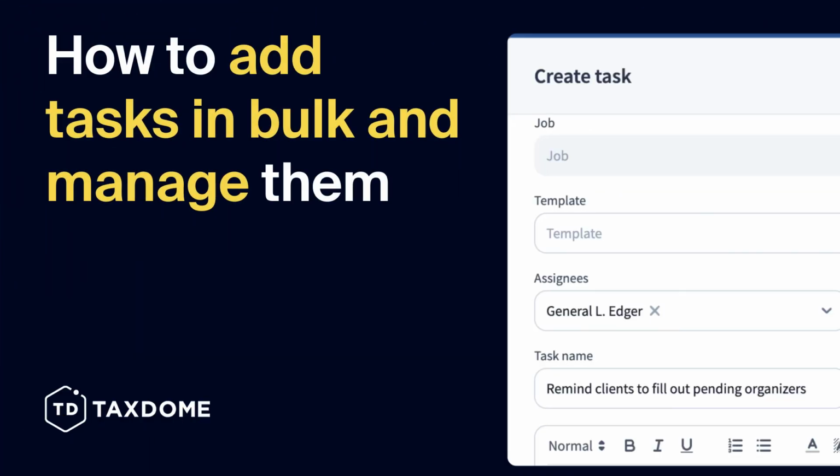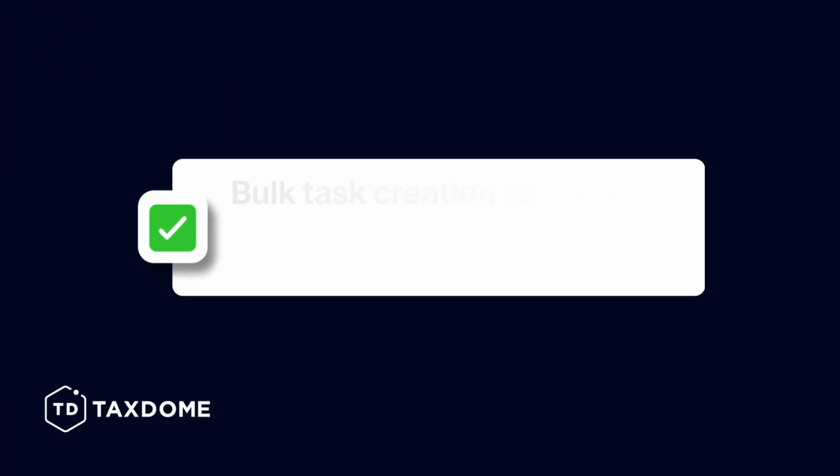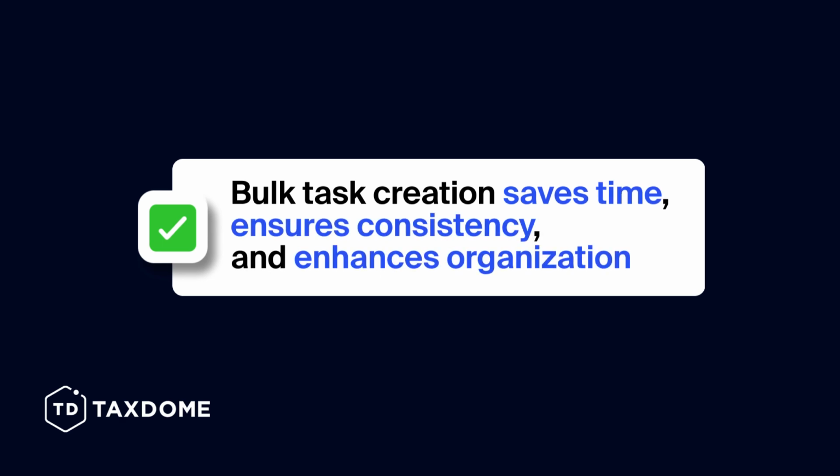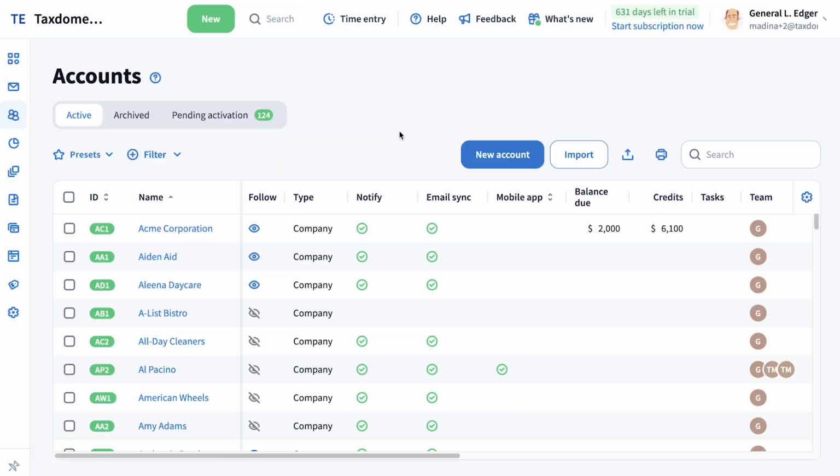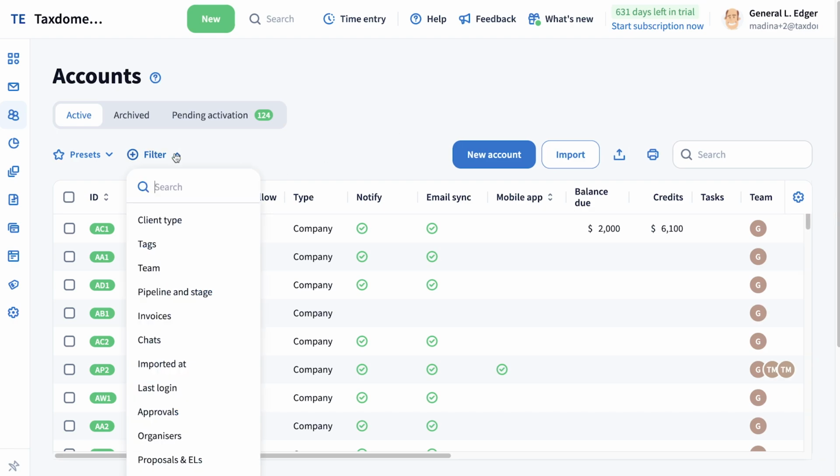How to add tasks in bulk and manage them. Bulk task creation saves time by streamlining repetitive processes, ensuring consistency, and enhancing organization. For example, if you need a manager to call all clients with pending organizers, you can efficiently create tasks in bulk. Start by filtering the client list using the Pending Organizer filter.